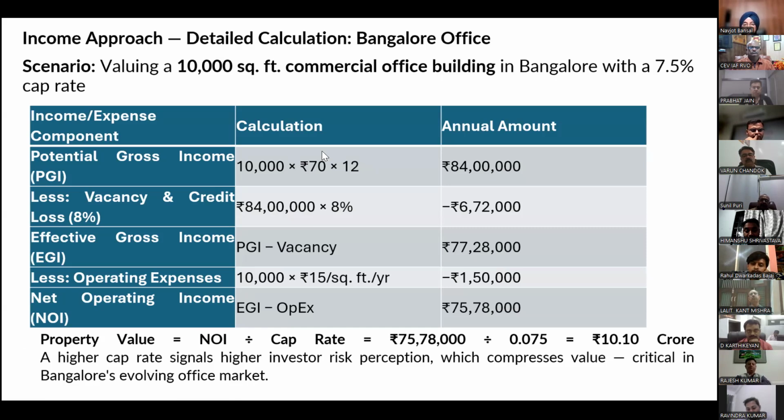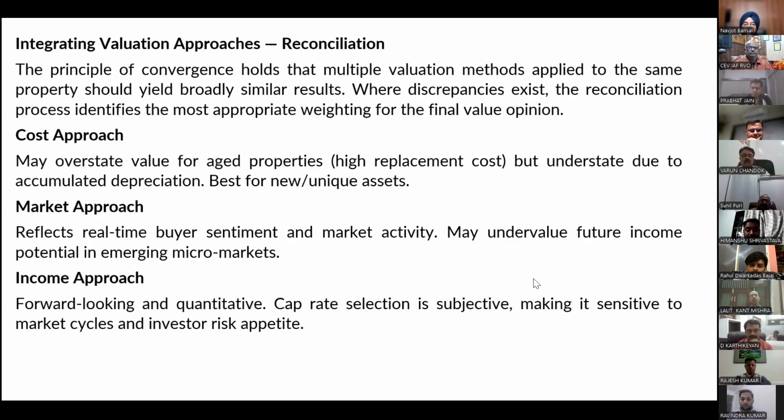We are taking an example. We are valuing a 10,000 square feet commercial office building in Bangalore with a 7.5% capitalization rate. This we have already done. How have we arrived at this value of 10.10 crore? Of this, we have also done risk analysis.